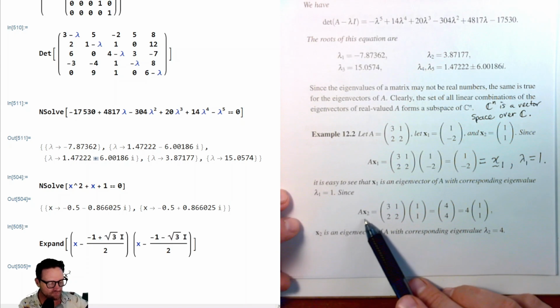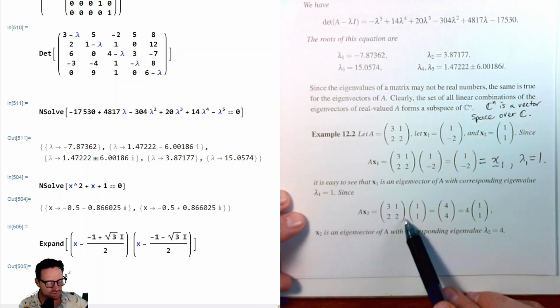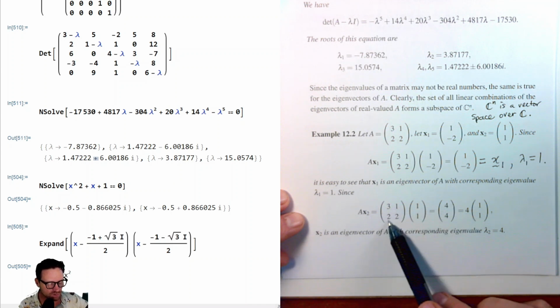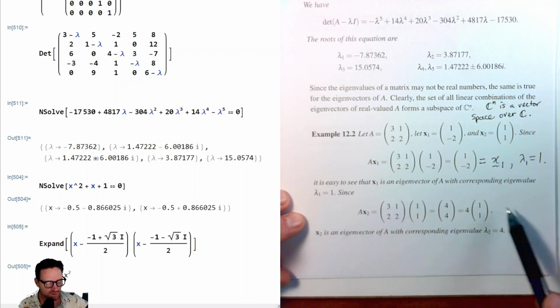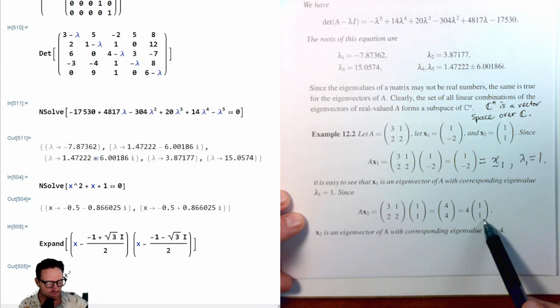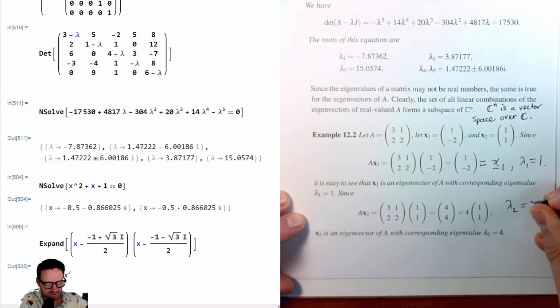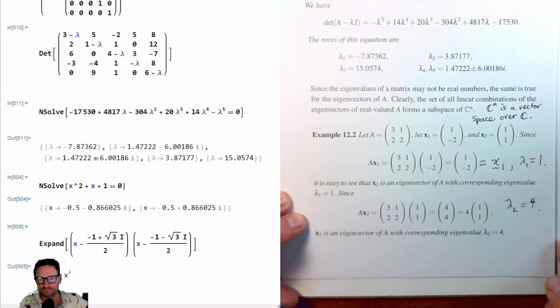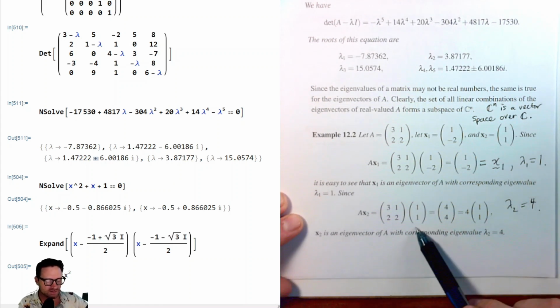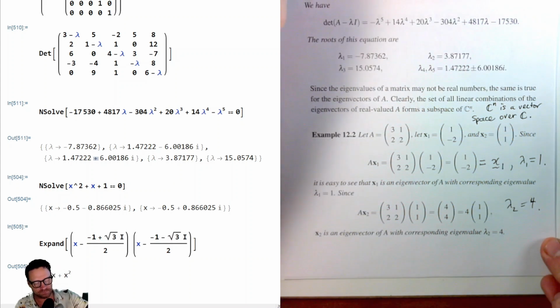All right, now for A x2, we have A times x2. This gives us 3 plus 1 is 4, and 2 plus 2 is 4, and that's 4 times 1, 1. So here we have lambda 2 is equal to 4, corresponding to the eigenvector 1, 1.